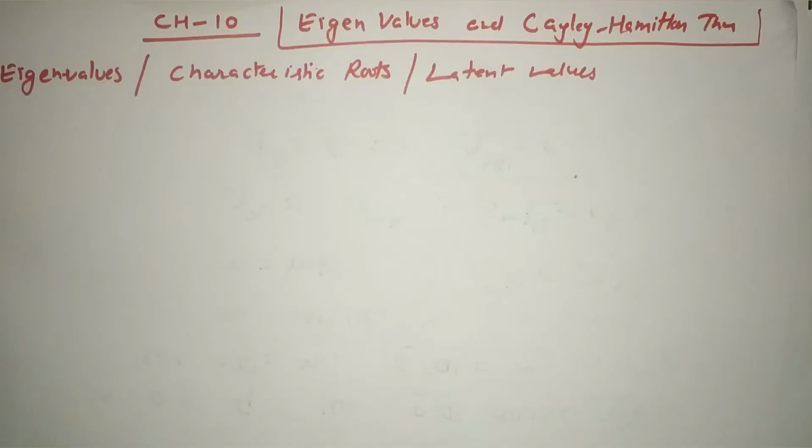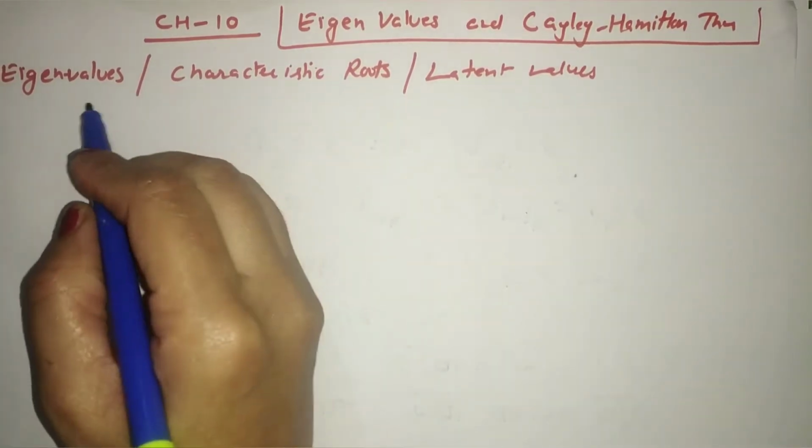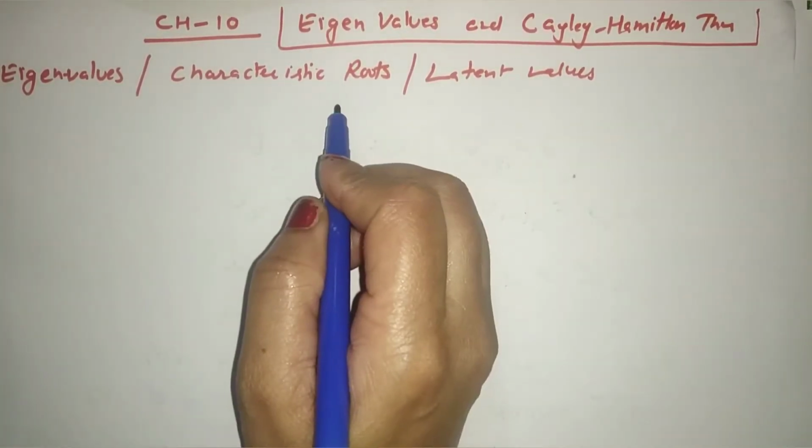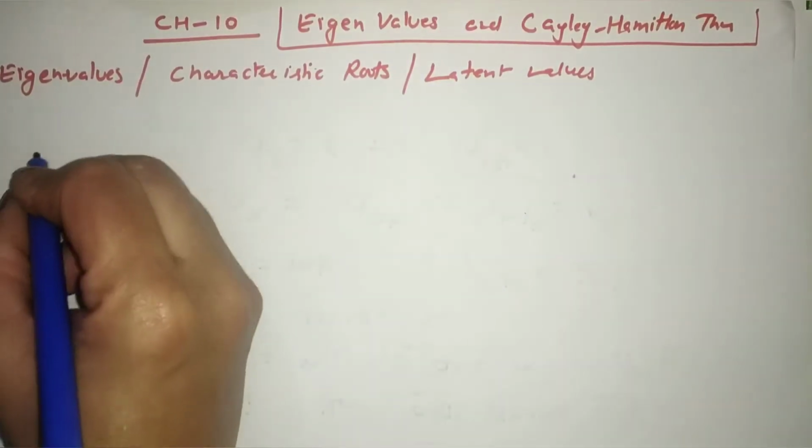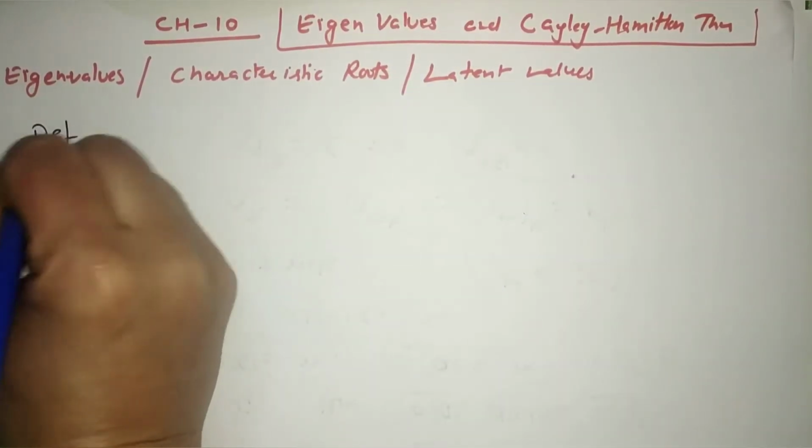Hello students, now we are going to start the next chapter, that is Eigen Values and Cayley-Hamilton theorem. First, now write the definition of eigenvalue, which are also called characteristic root, latent root, proper values. They have many names. So what is its definition?